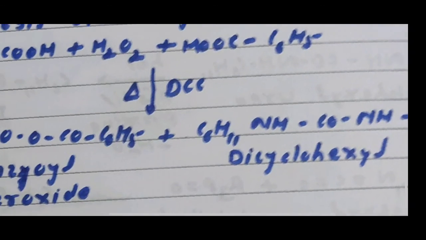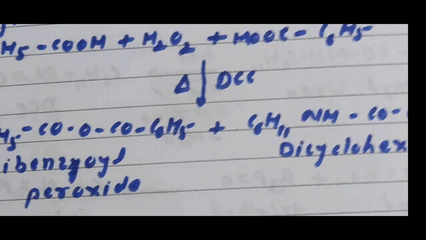The example of diacyl peroxide is dibenzoyl peroxide. These are the applications of DCC. Means DCC is used mainly as a dehydrating agent in mild conditions, and it is also used for synthesis of ethers, esters, amides, anhydrides, and diacyl peroxides. Thank you for listening.